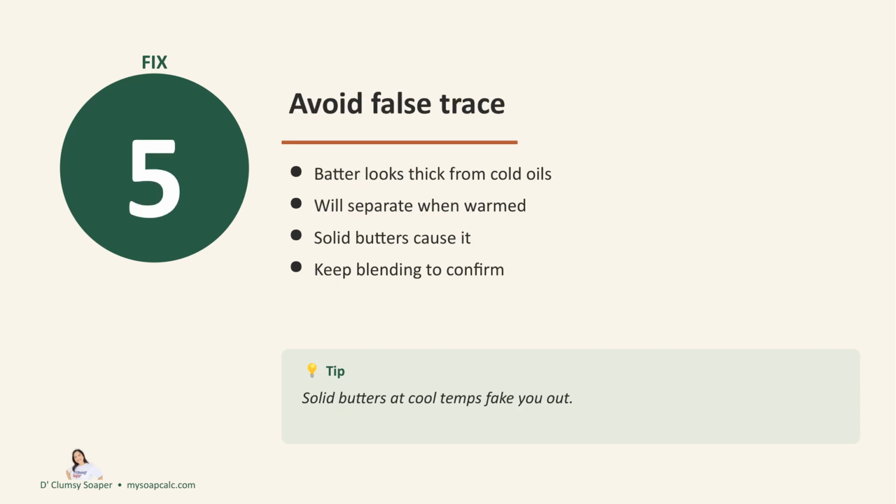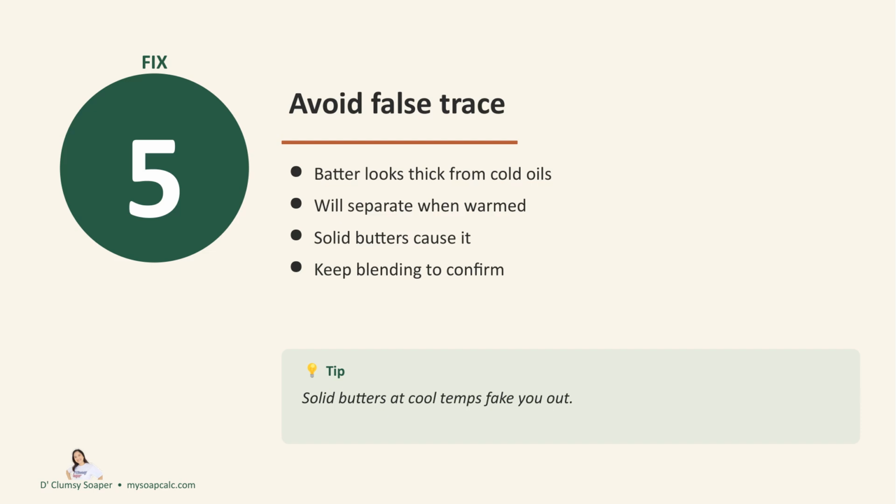Now here is something that trips up a lot of beginners: false trace. Your batter looks beautifully thick, you think you have reached trace, but what actually happened is your solid butters, things like shea, cocoa, or mango butter, have simply cooled and started to firm up the mixture. That thickness is not emulsification. It is just cold fat solidifying. The danger is real. If you pour at false trace, your oils and lye water have not properly combined, and once that batter warms up in the mold, everything separates out into an oily, unusable mess.